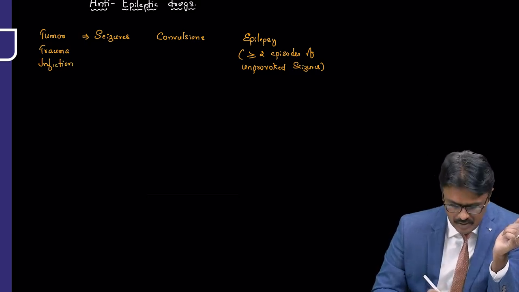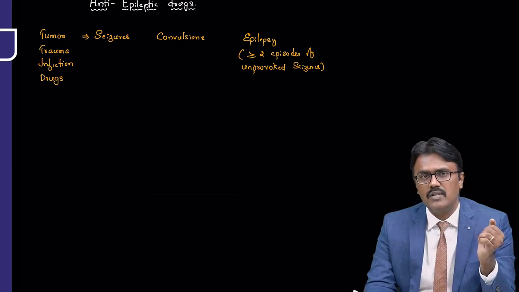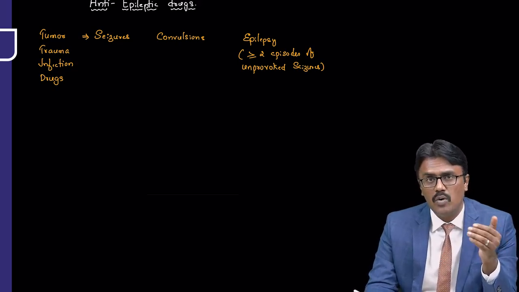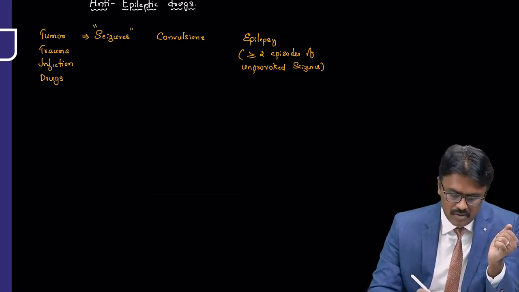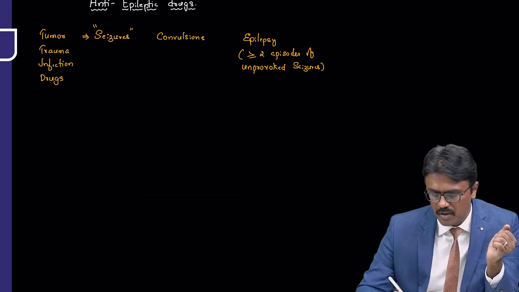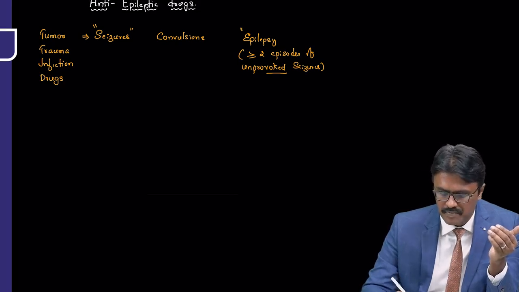And the drugs. Can you give an example of a drug which causes seizures? Imipenem, high doses can cause seizures. INH, overdose can cause seizures. So, there is a triggering factor for seizures, but unprovoked seizures, if they recur two or more times, we call it epilepsy.